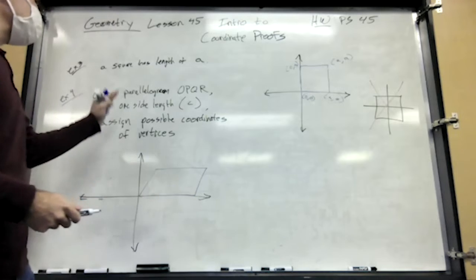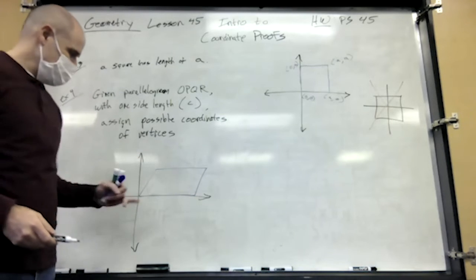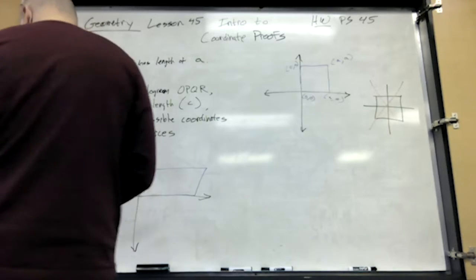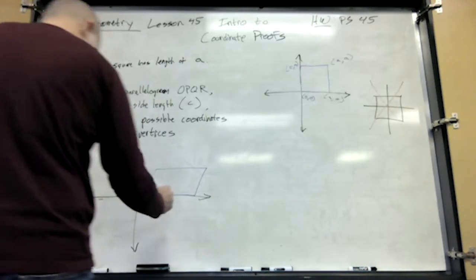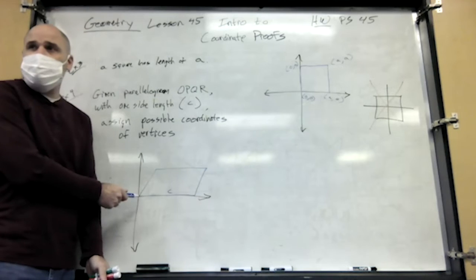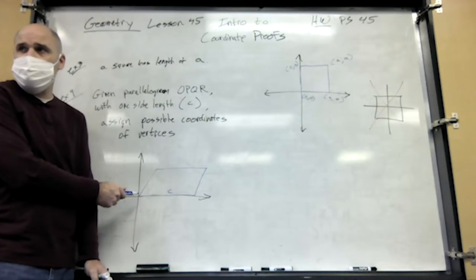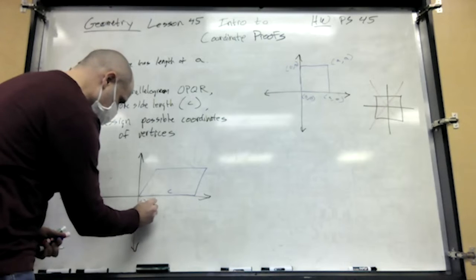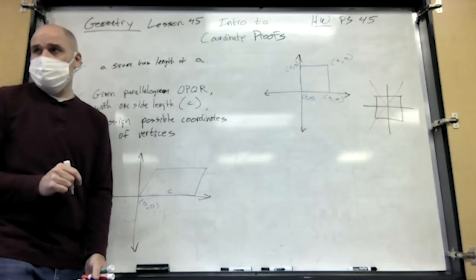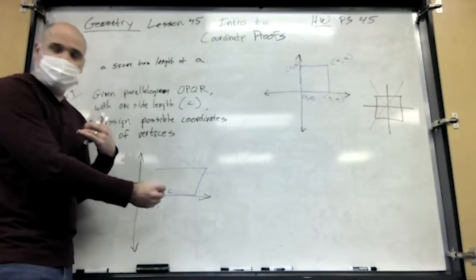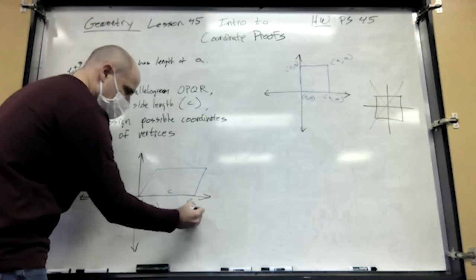So we have no idea. We just know that one side length is C. So we can either choose this is C or this is C. I'm going to choose this as C. Okay, so what are the coordinates of this vertex? What is that? 0, 0. Okay, so that's 0, 0. What about this one? C is left or right, so it's C, 0.